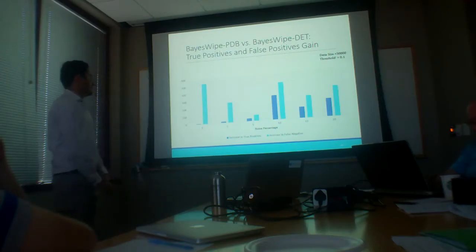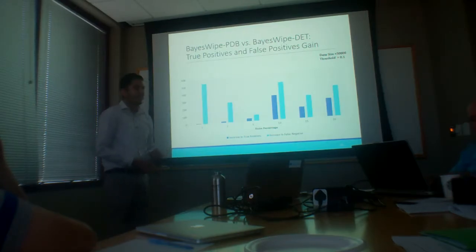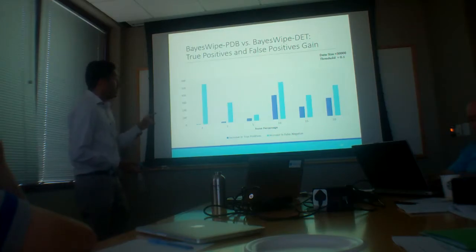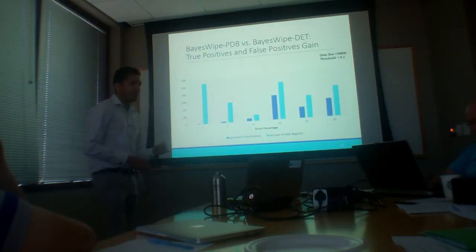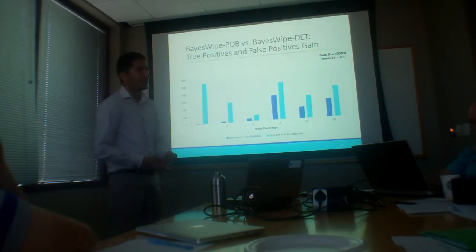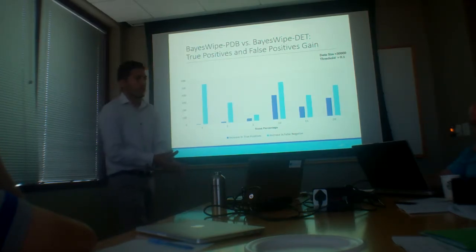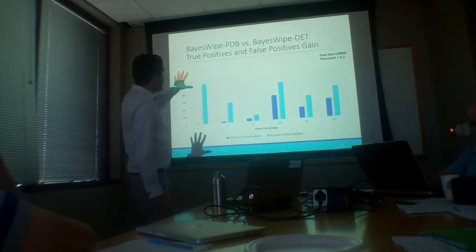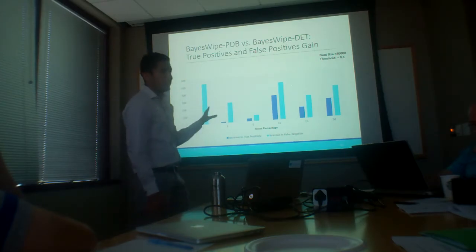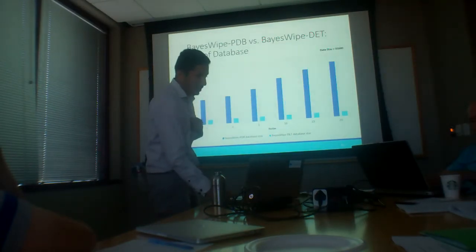So these are the results. If you see these results, the increase in false positives is always greater than the increase in true positives. That means the number of irrelevant results generated, at the cost of getting more true results, is larger. This BayesWipe PDB is without optimization. We haven't applied the optimization techniques to this BayesWipe PDB.